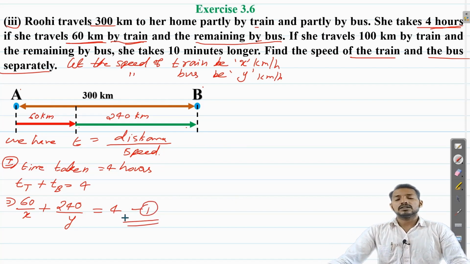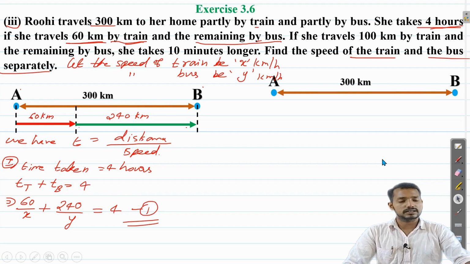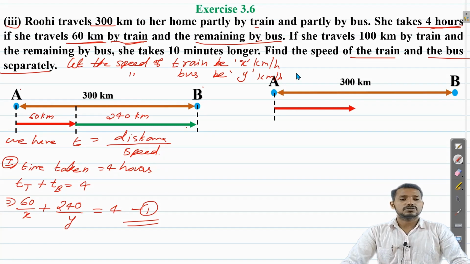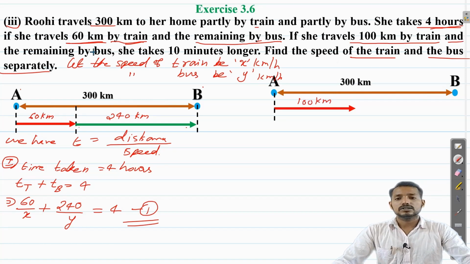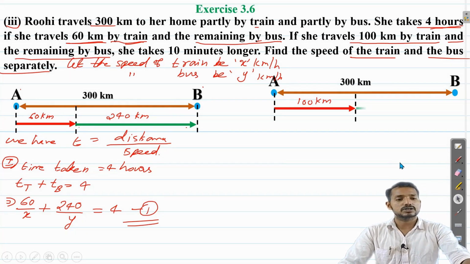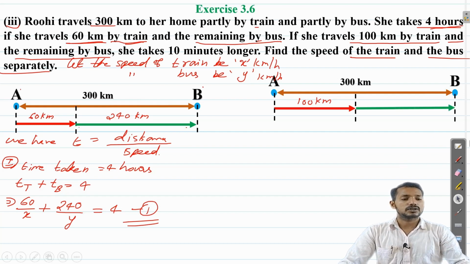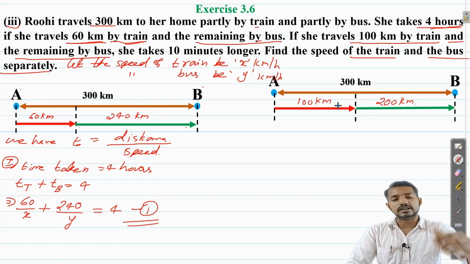Very simple. Now come to the second situation: if she travels 100 kilometers by train. I am taking the same diagram here. Total 300 kilometers is there. She travels 100 kilometers by train, and the remaining distance she travels by bus. So that will be 300 minus 100, which is equal to 200. 200 kilometers she traveled by bus. This is the second situation.